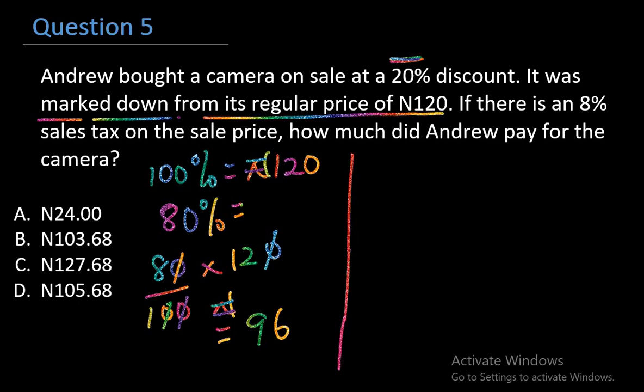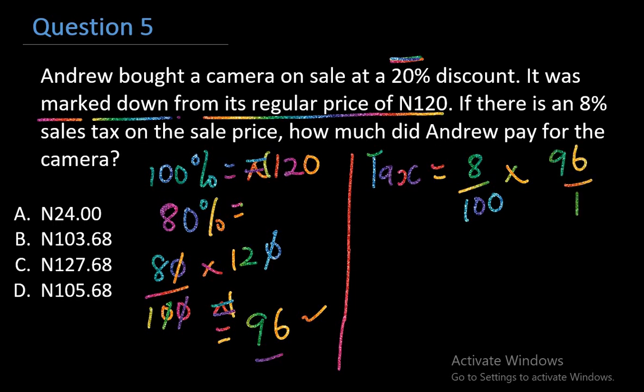Alright, I'll repeat the last part of this sentence. If there is an 8% sales tax on the sale price, how much did Andrew pay for the camera? Andrew will not pay just this 96 naira. He will also pay, in addition to the 96 naira, 8% of this amount, the sale price, which is 96 naira. So the tax Andrew will pay on what he wants to buy will be 8 over 100 of the amount the camera was sold to him, which is 96 over 1.